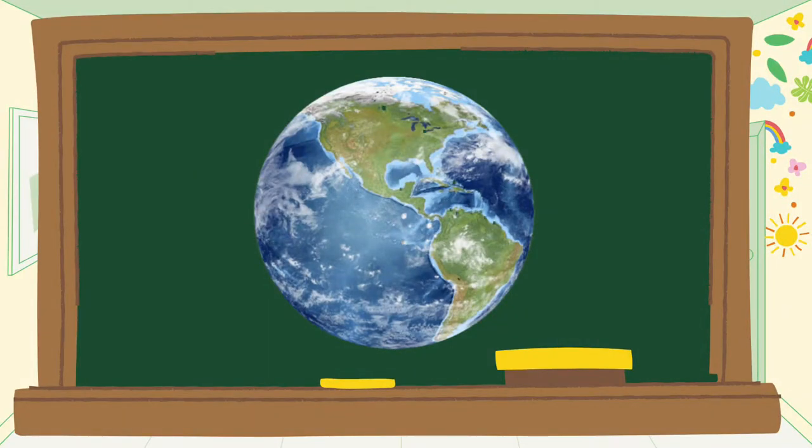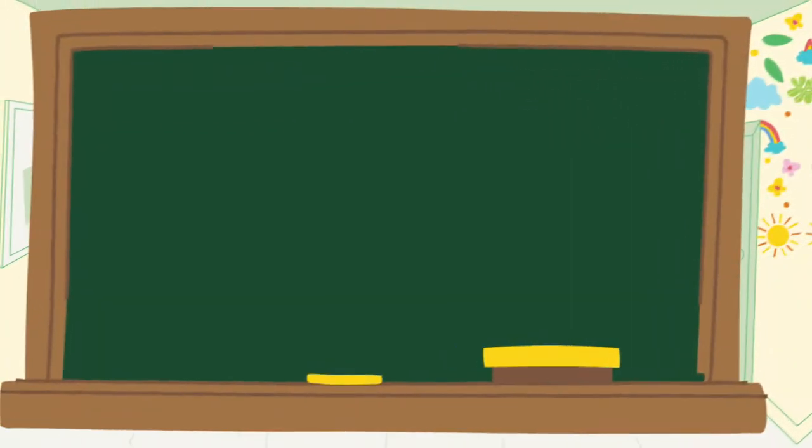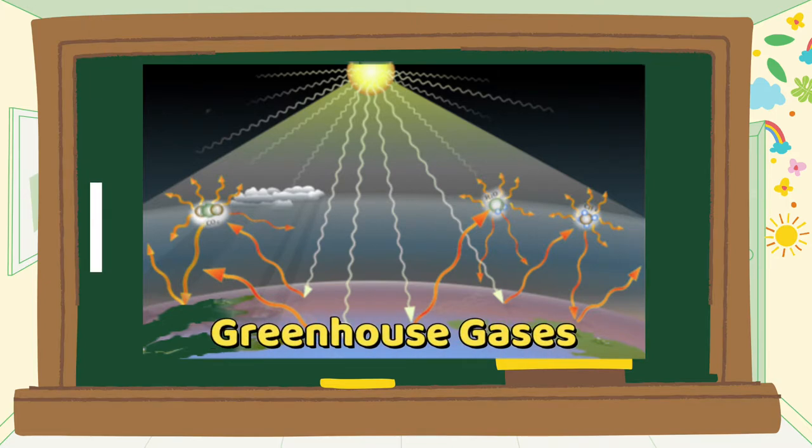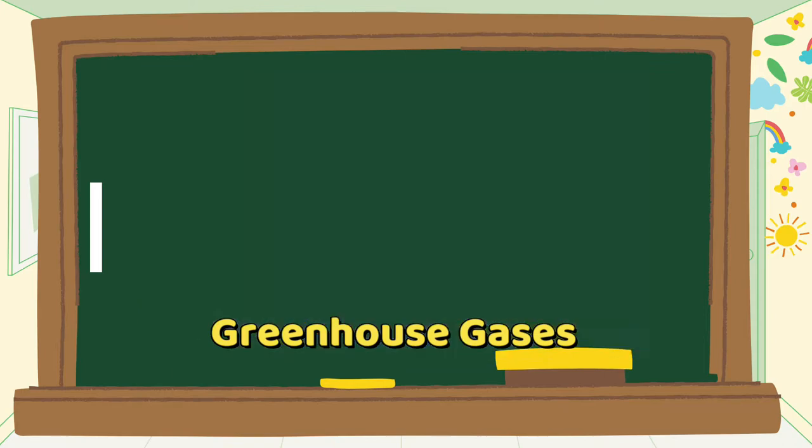Now, look at this picture. What is this picture? Yes, that's right. That is our home. That is Earth. Let's take a closer look at the Earth. What can you see? Correct! Those are the greenhouse gases.